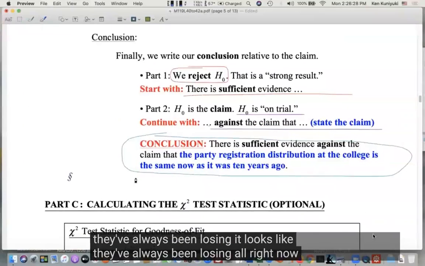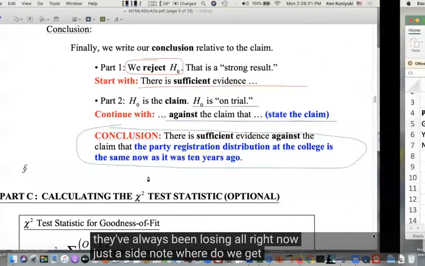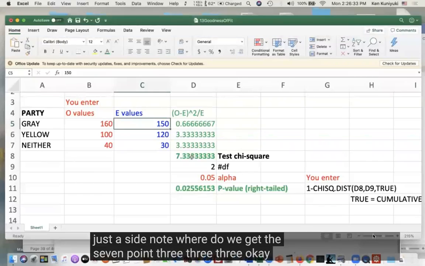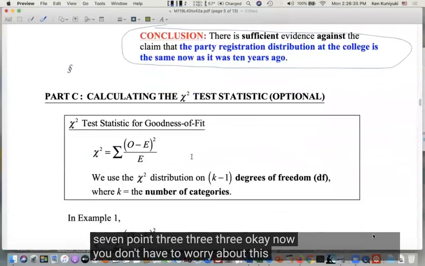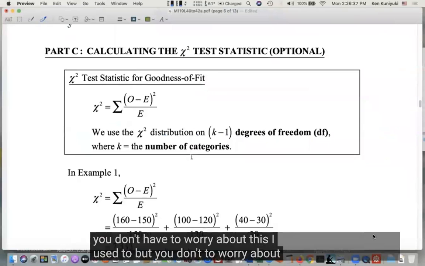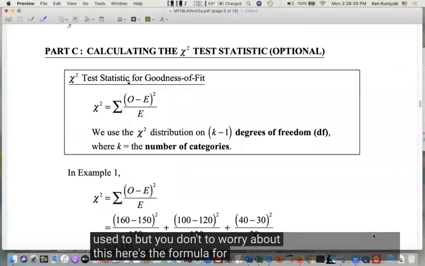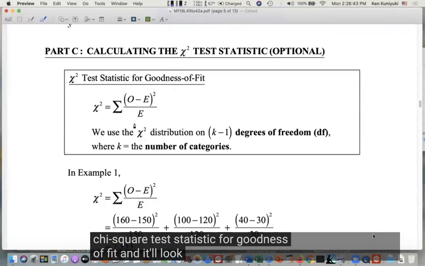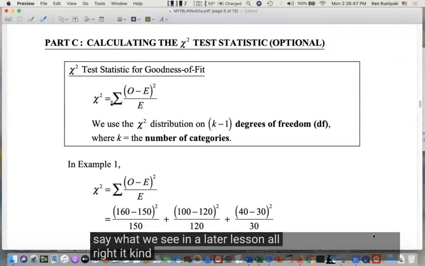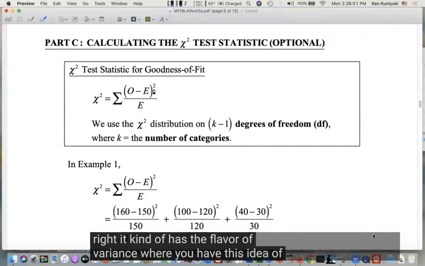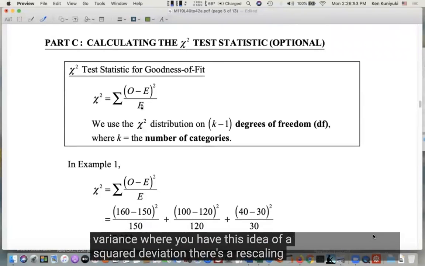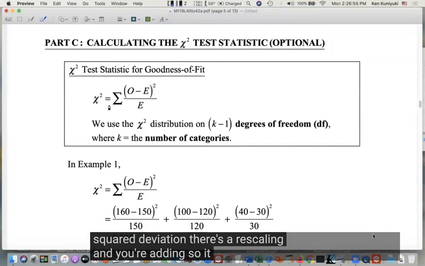All right. Now, just a side note, where do we get the 7.333? You don't have to worry about this. I used to, but you don't have to worry about this. Here's the formula for the chi-square test statistic for goodness of fit, and it'll look similar to what we see in a later lesson. It kind of has the flavor of variance, where you have this idea of a squared deviation. There's a rescaling, and you're adding.